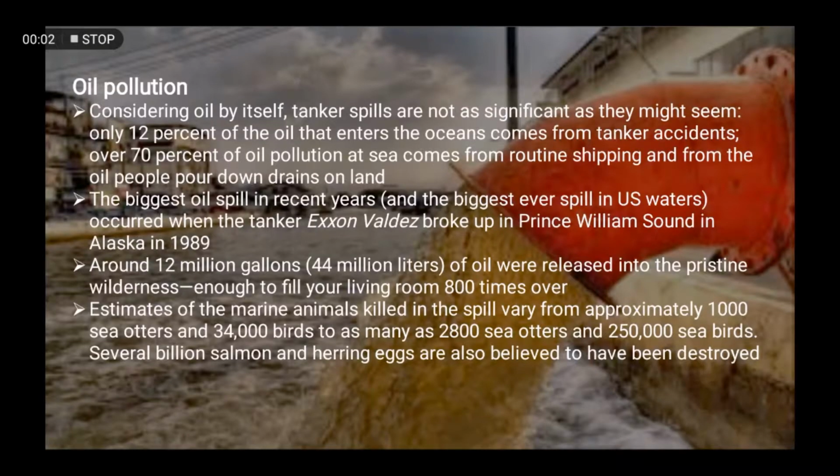Oil pollution. Considering oil by itself, tanker spills are not as significant as they might seem. Only 12% of the oil that enters the ocean comes from tanker accidents. Over 70% of the oil pollution at sea comes from non-routine shipping. The biggest oil spill in recent years, and the biggest ever spill in U.S. waters, occurred when the tanker Exxon Valdez broke up in Prince William Sound in Alaska in 1989. Around 12 million gallons, or 44 million liters, of oil were released into the pristine wilderness, enough to fill your living room 800 times over.